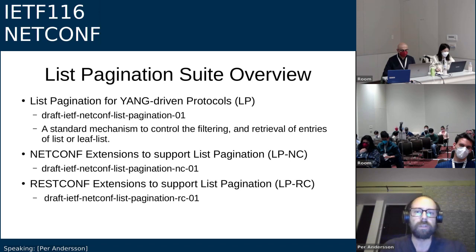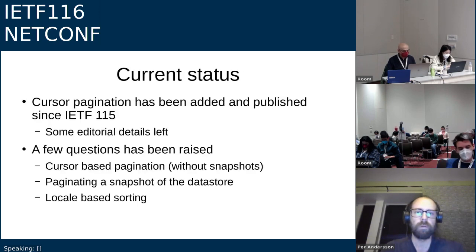Okay, so a short overview of list pagination. It's for YANG-driven protocols and defined as a 0.1 revision. It's a standard mechanism to control the filtering and retrieval of entries of lists or leaf-lists. There is currently protocol support in NETCONF and RESTCONF. The current status is that we have added cursor pagination, and that has been published. There are some editorial details left that need to be addressed.